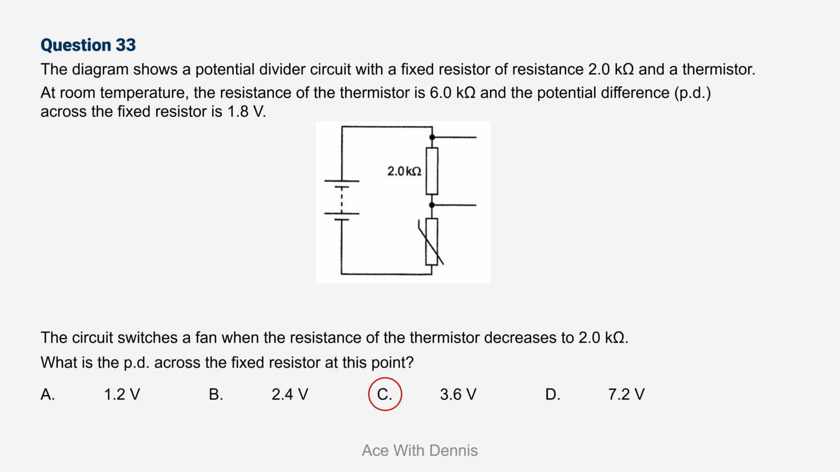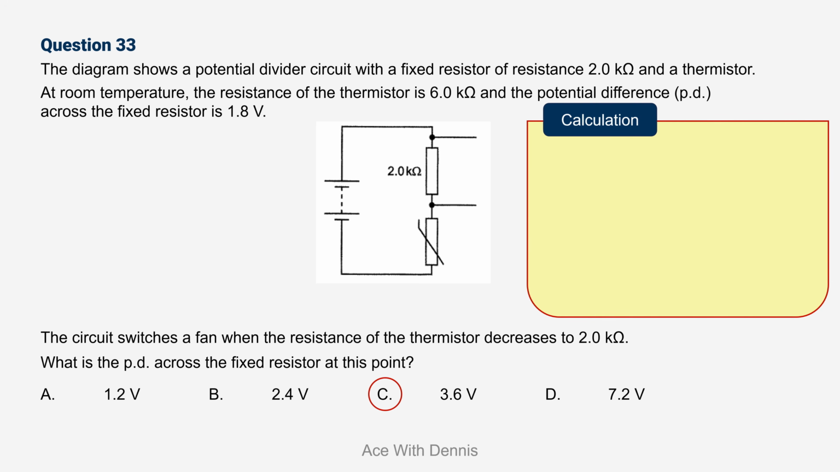The answer is C. 3.6 volts. So here's the calculation. The first thing we need to do is determine what the input voltage is. Before we determine the input voltage, we need to do some calculations. Given that the potential difference across the fixed resistor is 1.8 volts, let's label 1.8 volts on the diagram.